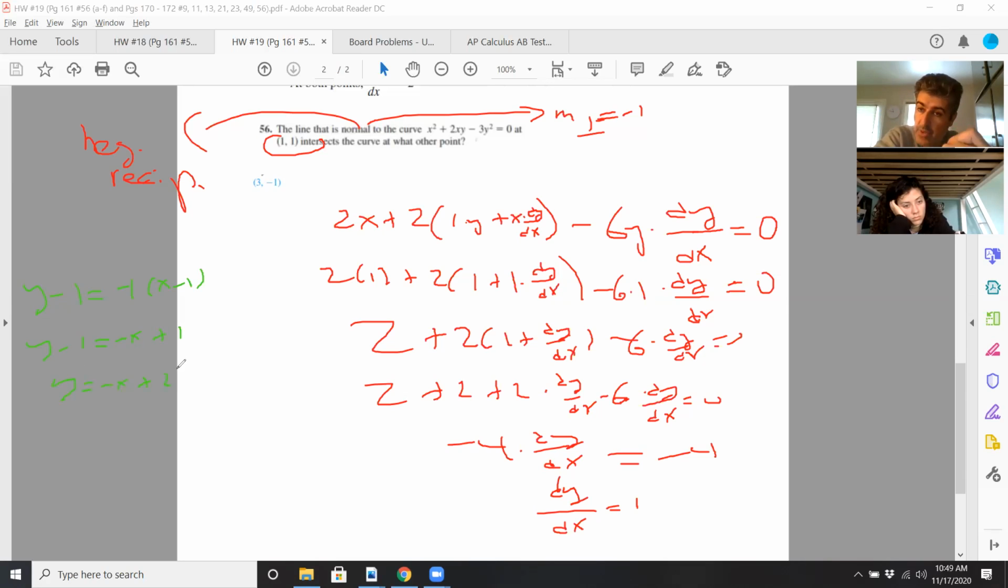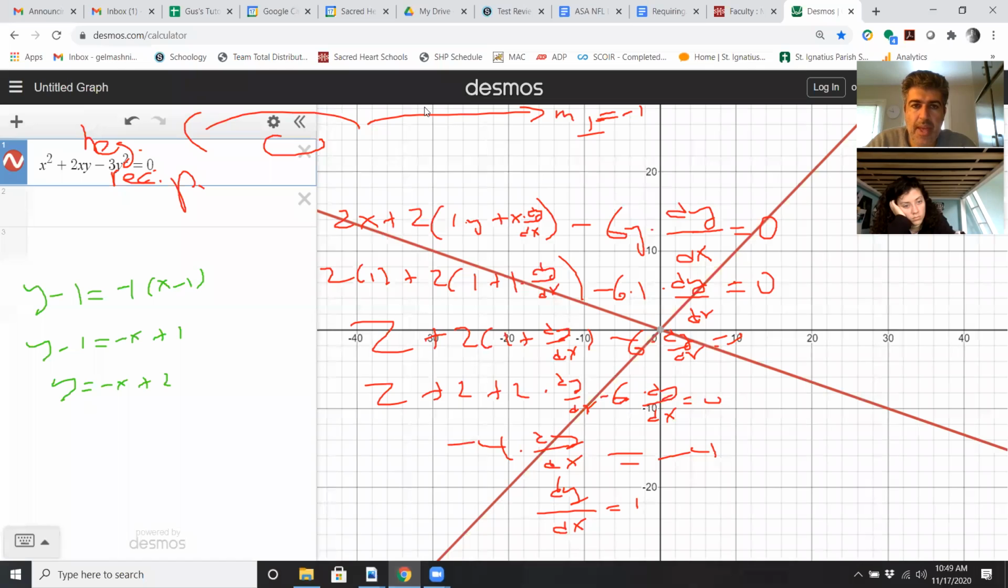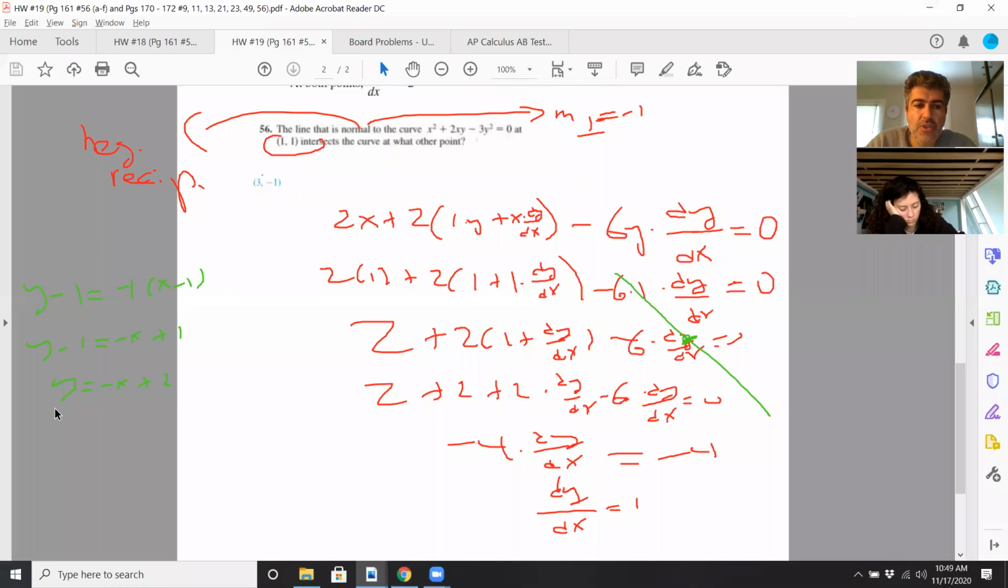Now, that's the normal line, negative x plus 2, which actually looked like this in Desmos, right? It looks like we did have that. Negative x plus 2 kind of makes sense. So where else does it touch the curve? Well, obviously right here. How do you find that other point of intersection? Substitution. That's algebra. So you substitute y equals negative x plus 2 into this equation. I'll do that in blue.